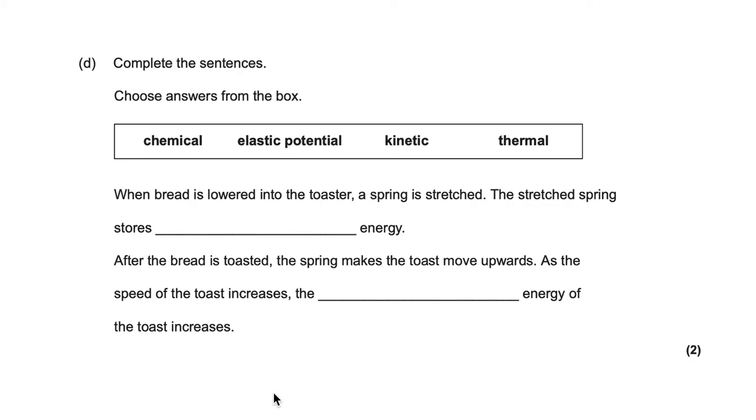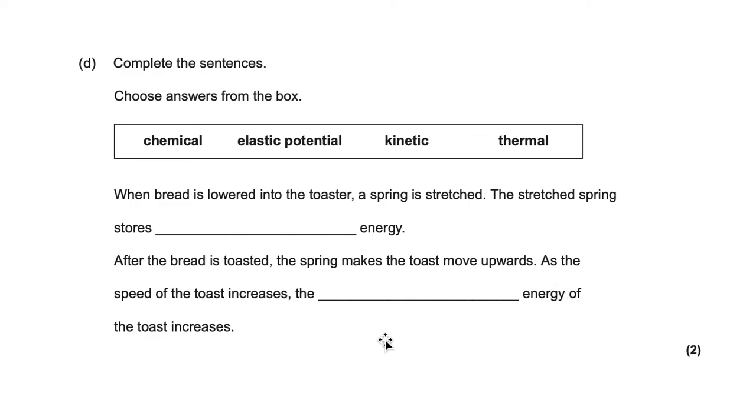So part D of this question: complete the sentences, choose answers from the box. We've got chemical, which should really be chemical potential, elastic potential, kinetic and thermal. When bread is lowered into the toaster, a spring is stretched. The stretched spring stores what kind of energy? So stretching a spring, we should know that that is elastic potential, so that goes in there. After the bread is toasted, the spring makes the toast move upwards. As the speed of the toast increases, the something increases. So speed increases, that's movement, so that's kinetic.